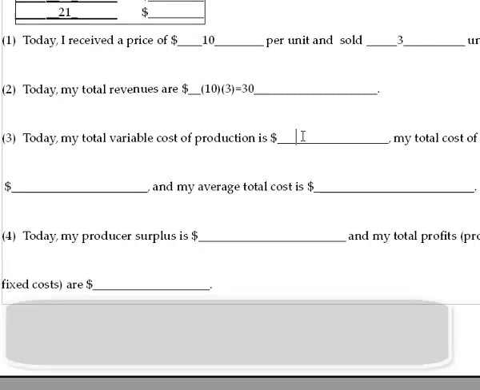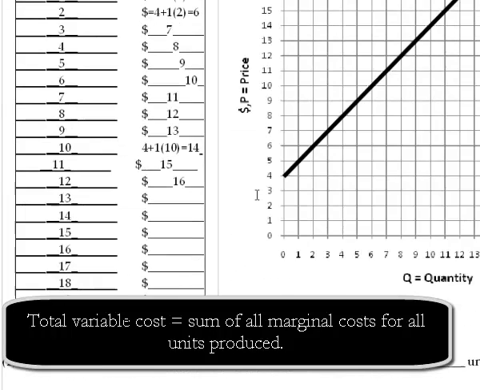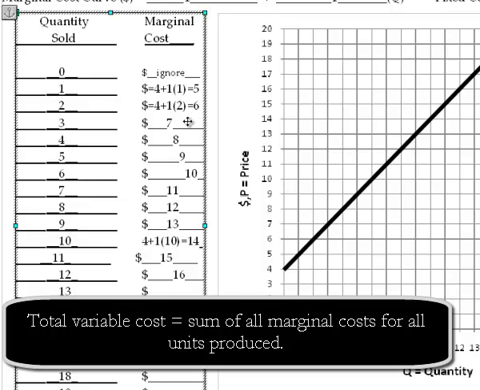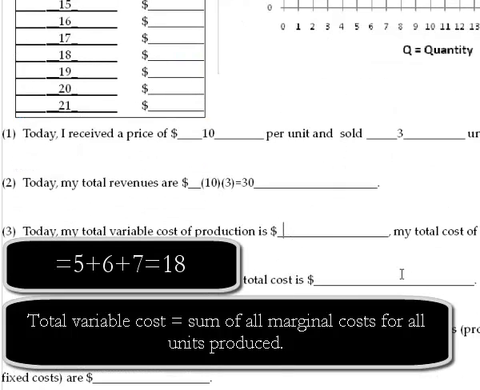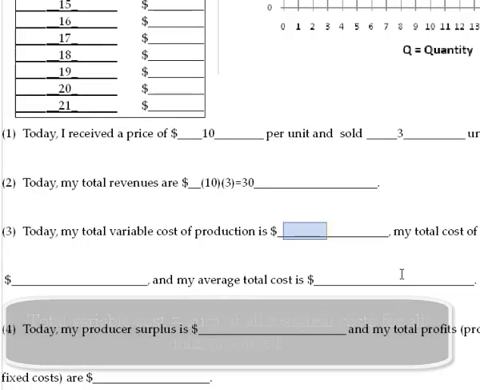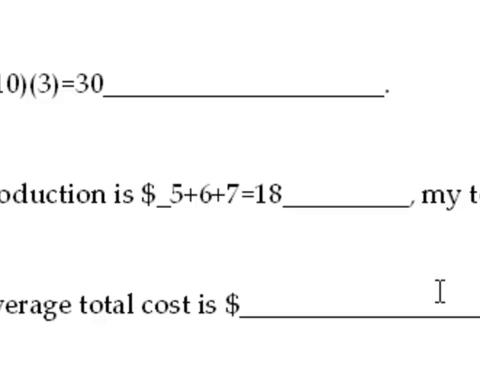Your total variable cost of production is a little different. Your variable cost of production, those are costs that change as you produce more or less, and they're simply the sum of these marginal values. So look here. The marginal cost of the first unit was 5. Marginal cost of the second unit was 6. Marginal cost of the third unit was 7. So the total variable cost of production of 3 units is going to be 5 plus 6 plus 7, $18.